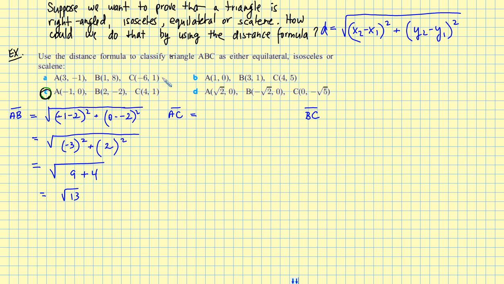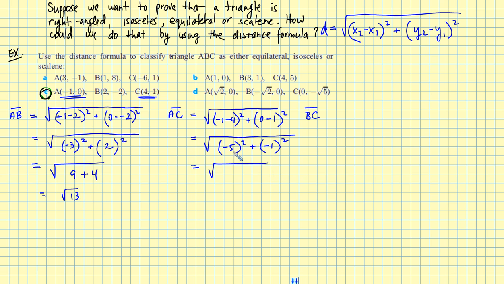Now I'm going to find the distance between AC. So I'm doing AC now. So I'll take the square root of, and I'll do -1 minus 4 all squared, plus 0 minus 1 all squared. And that's going to give me the square root of -5 all squared plus -1 all squared, so that I end up getting the square root of 25 plus 1, which is 26. So I have root 26 as the length of AC, so I know it's definitely not equilateral. And then I'm going to find the last length, BC.